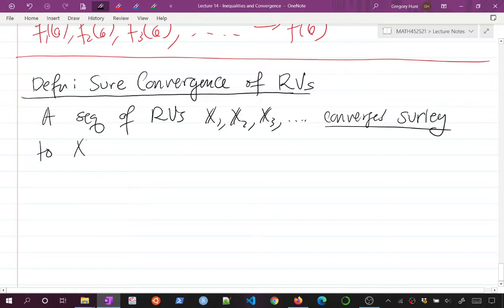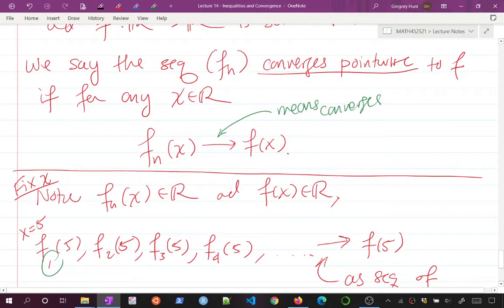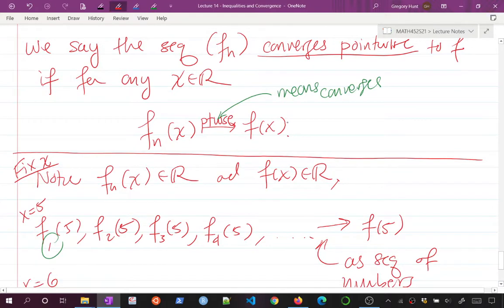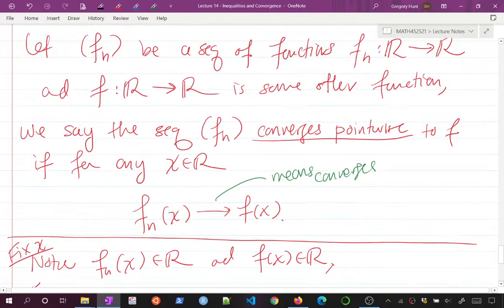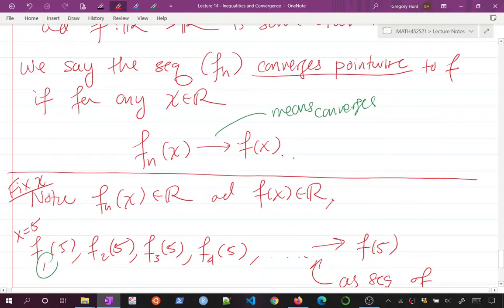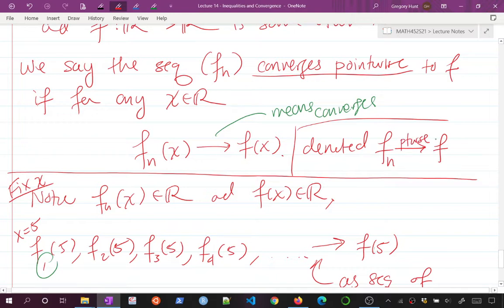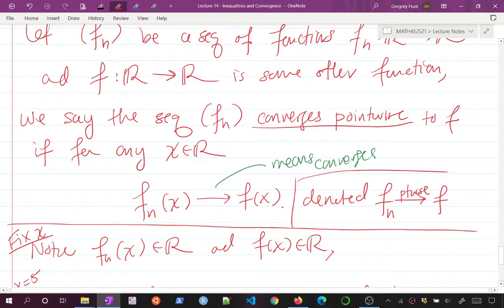to some other random variable x if... The notation here is typically pointwise, to denote pointwise convergence. Typically, we'd say that Fn converges to F pointwise. All right, so that's the notation for pointwise convergence. It means that for each x, it converges as a sequence of numbers.